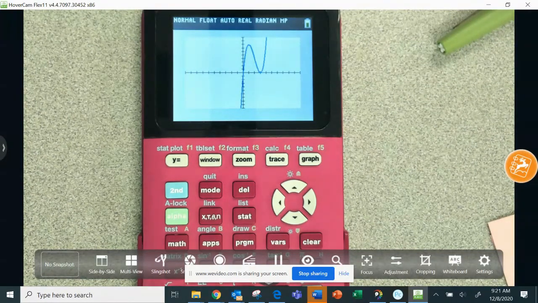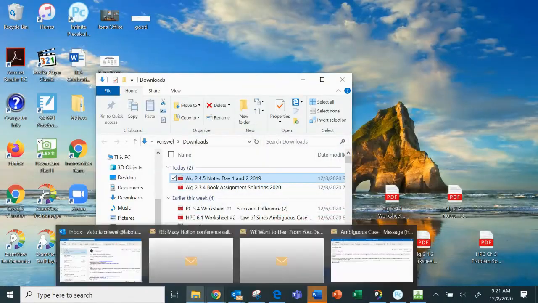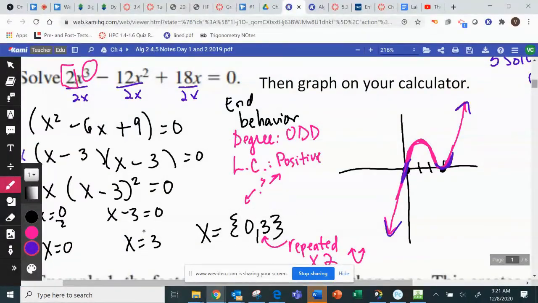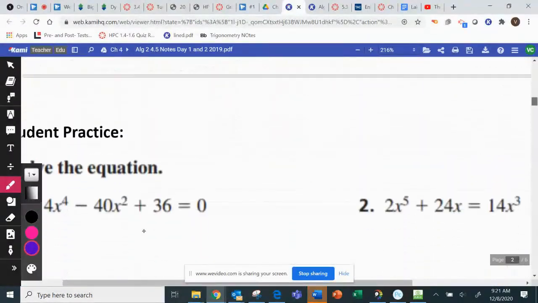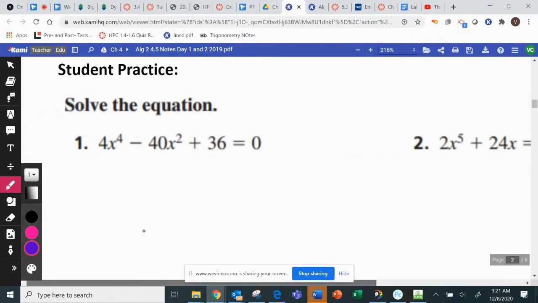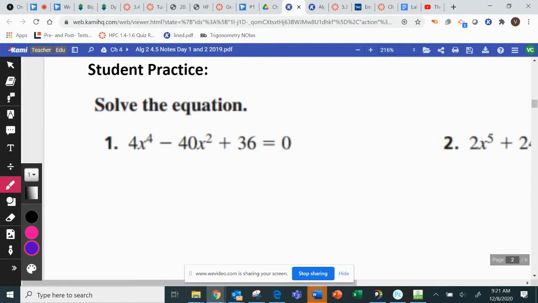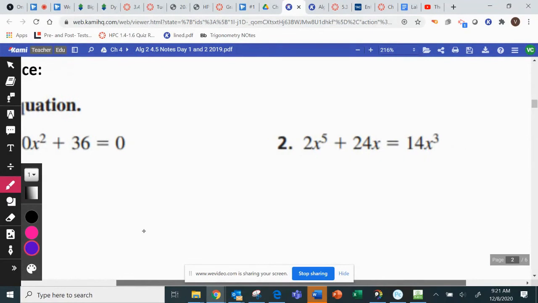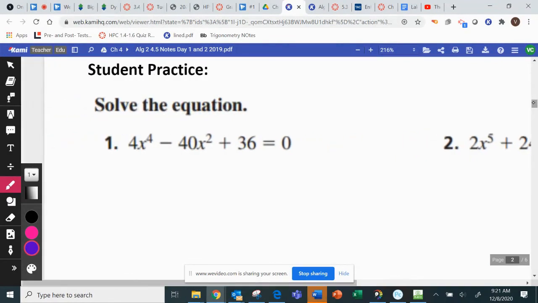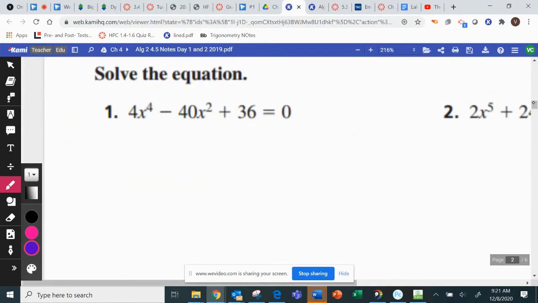All right, we're going to do one more of those and we'll call it quits for today. Let's do number 1. We're going to do the exact same thing. We're going to solve it, and then we're going to sketch a graph, and we're going to look to see if it worked. Solve the equation, and we're going to do it by factoring.